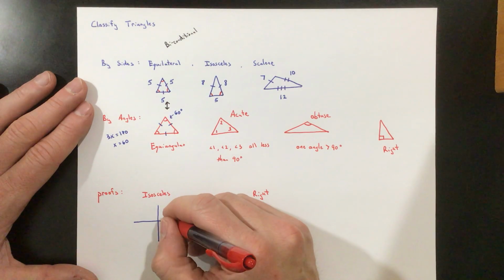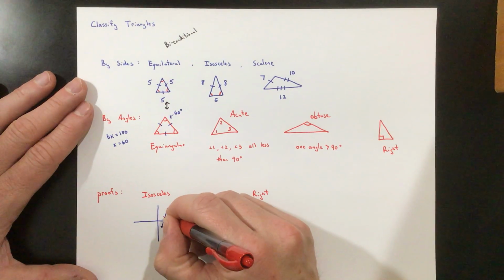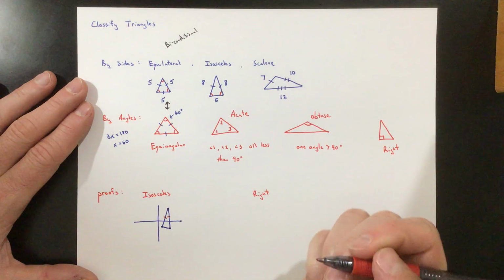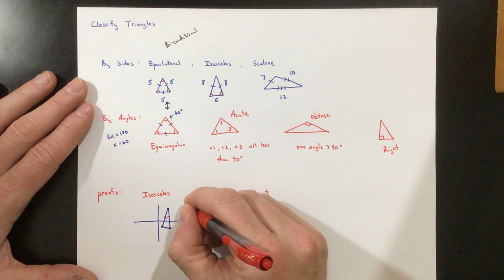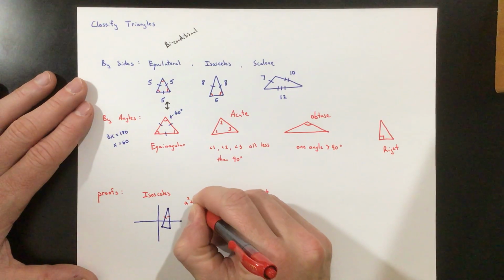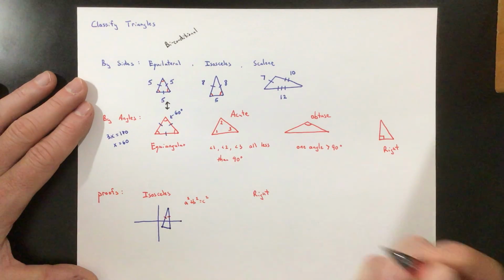Well, the only thing you have to do is prove to me that that guy and that guy are the same length. Now, as a reminder, how are you going to find length? Well, you're going to use the Pythagorean theorem that says a squared plus b squared equals c squared.